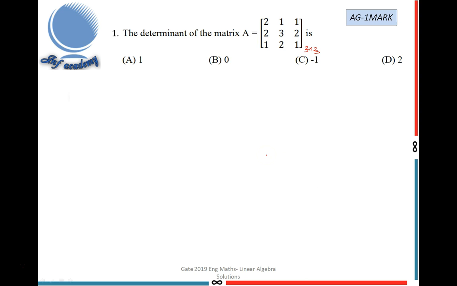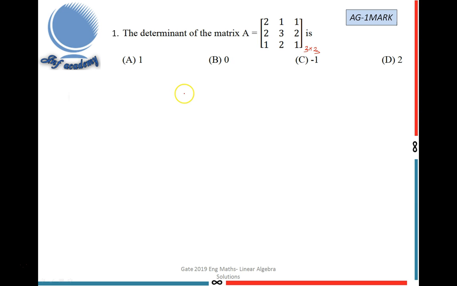Now let's move on to the first problem. The first problem is: the determinant of the matrix A, a 3 by 3 matrix, is given. You have to find the determinant of the given matrix. This question is from the AG department. It has 1 mark. First, you have to check, is it possible to find the determinant?